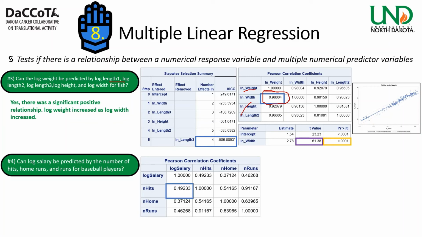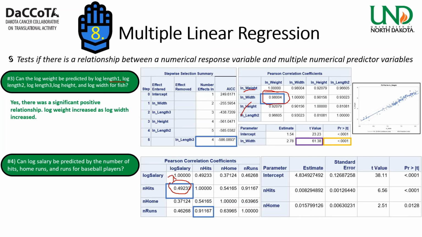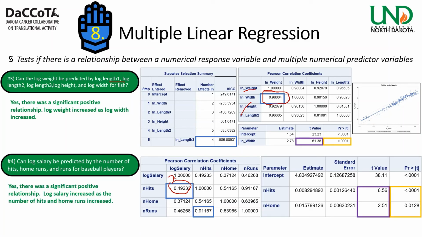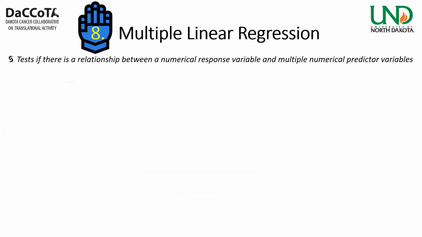So again, let's do this with baseball players. We need to do this correlation, and it turns out that the number of hits and runs are highly correlated, but the number of hits is slightly more strongly correlated to log salary, so we'll include that in a model. So our final model with hits and home runs looks like they're both significant. As log salary increases, the number of hits and home runs increase.